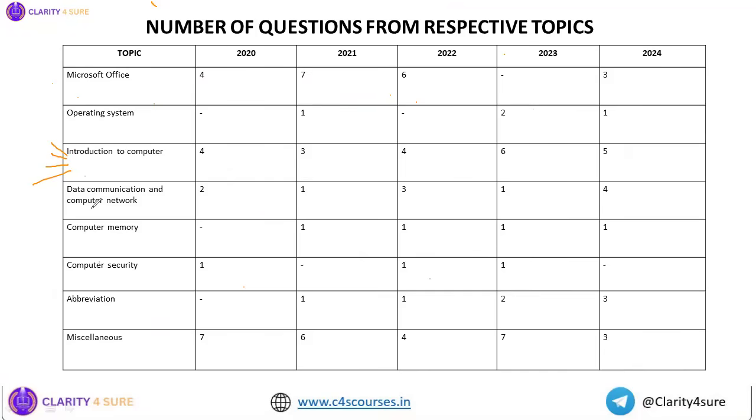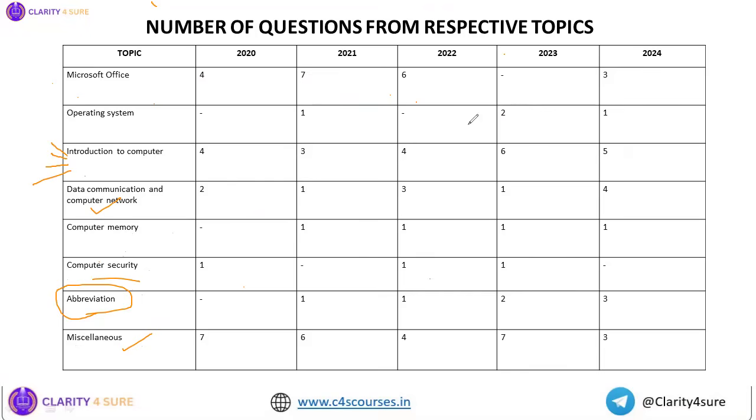Then data communication and computer network, a new and evolving topic. Computer memory, security, the virus and all will come in here. Abbreviations, the full forms, second important. And the rest of the topics are out of the box, and those topics which cannot be included in these, I have included in miscellaneous.